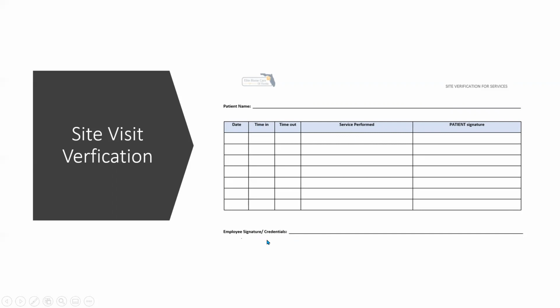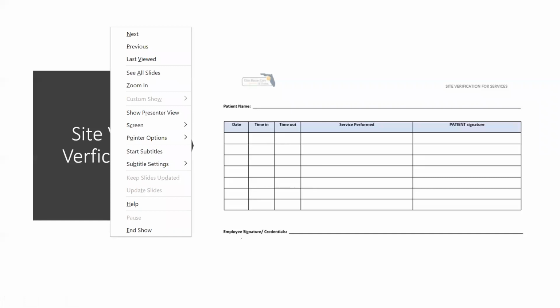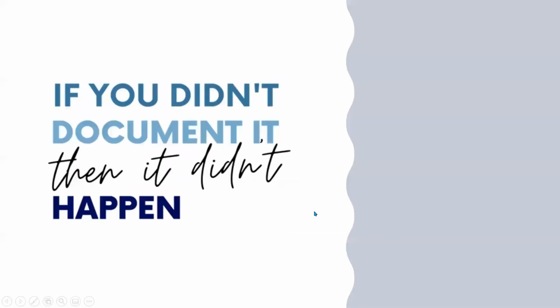So documentation and the admission paperwork is very important. And always remember, if you didn't document it, then it didn't happen.